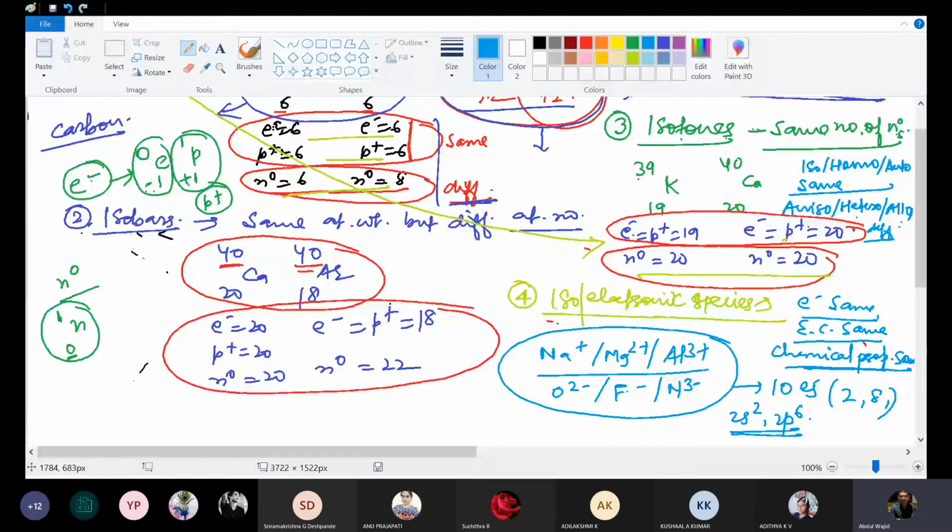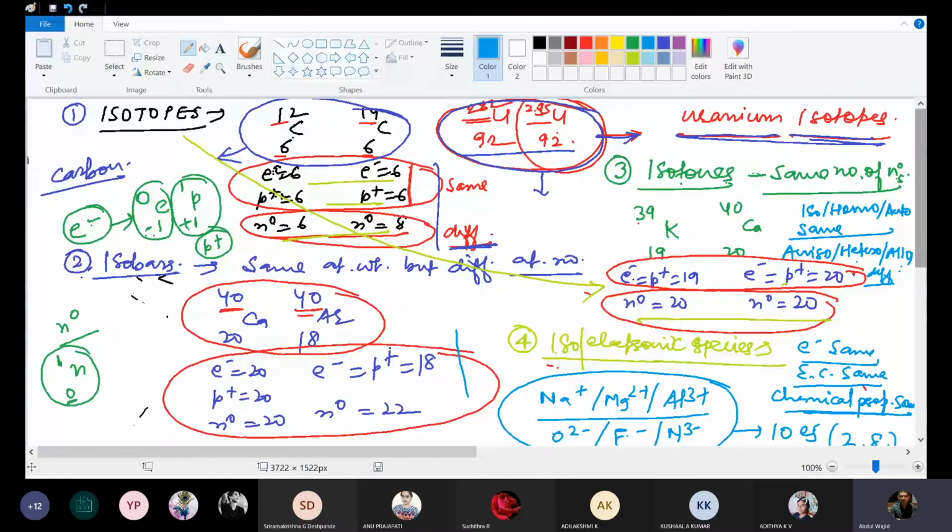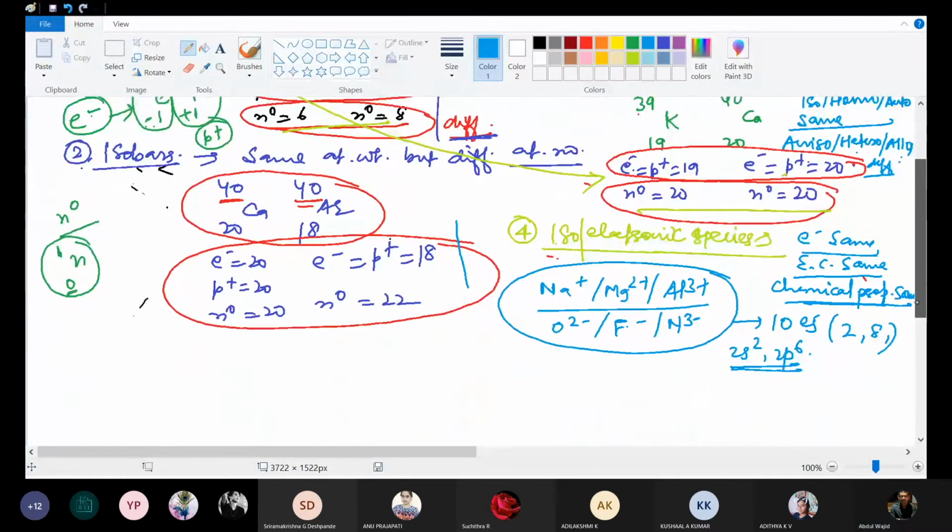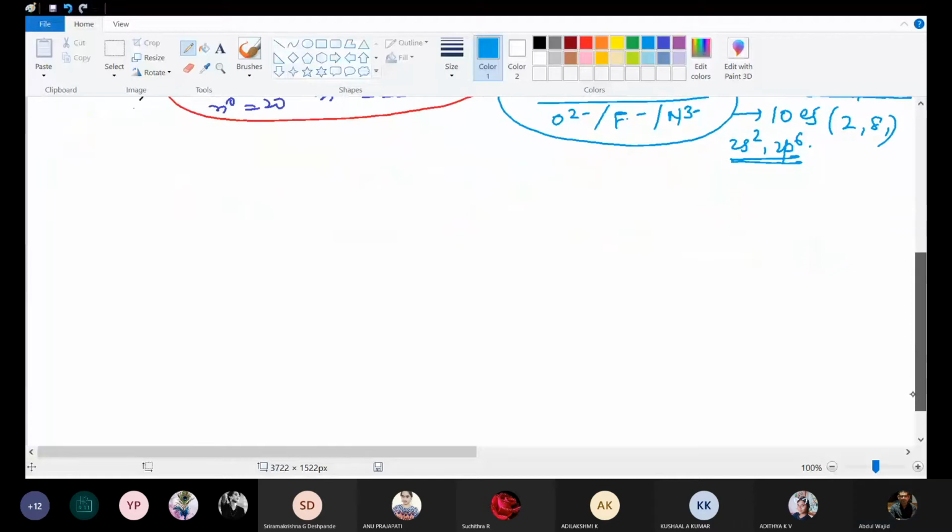And one more important thing. You wrote about isoelectronic species now, and you wrote about isotopes. This isotope was mainly discovered by Soddy. Soddy gave the idea of isotopes. So isotopes were mainly studied or discovered by Soddy. So now this is all about isotopes, isobars, isotones, and isoelectronic species.